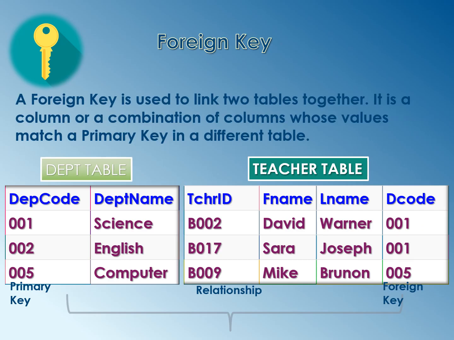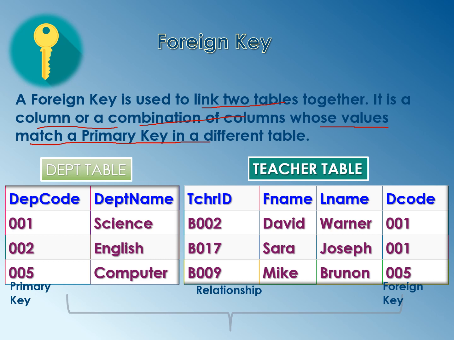The last, a foreign key, it is used to link 2 tables together. A very important point. It is a column, or we can say a combination of columns, whose values are derived from the primary key of some other table.